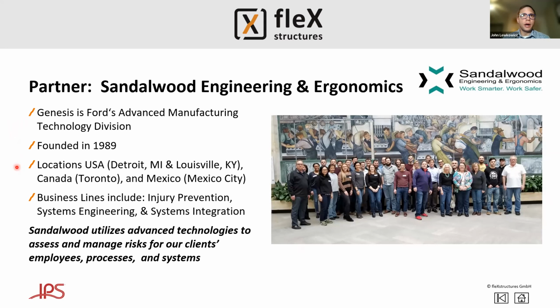We have offices all over North America. In the US, those would be in Detroit, Michigan, as well as Louisville, Kentucky, in Canada, in Toronto, and in Mexico, in Mexico City. Our organization is really made up of 3 divisions, 3 lines of business. Those are injury prevention, which is primarily focused on things like safety and ergonomics; systems engineering, which is my team, working on things like project management, manufacturing, and also supporting our clients with a variety of advanced manufacturing and digital engineering tools, some of which we'll see today; and then systems integration, which is primarily focused on controls engineering.